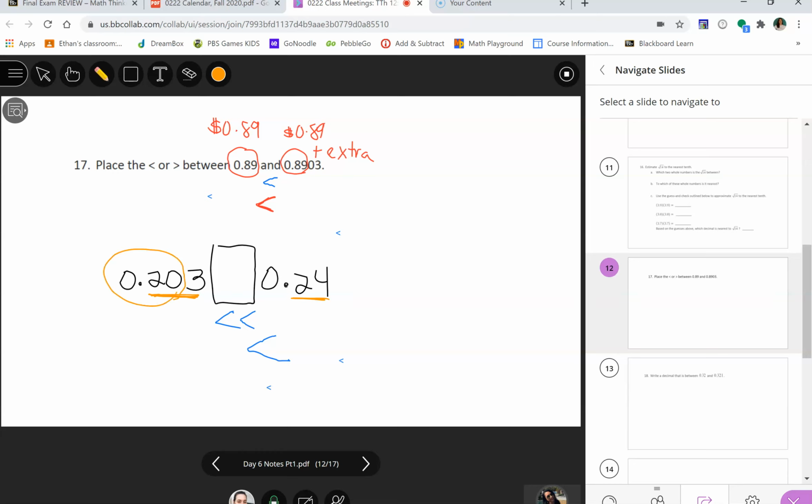But think about it in terms of money. This would only be 20 cents plus a little bit of extra. And this would be 24 cents.